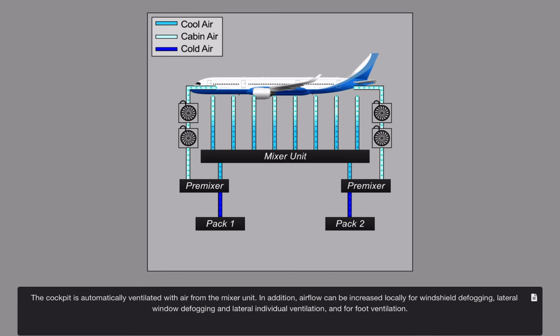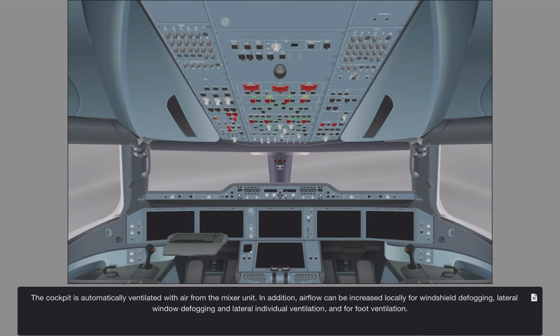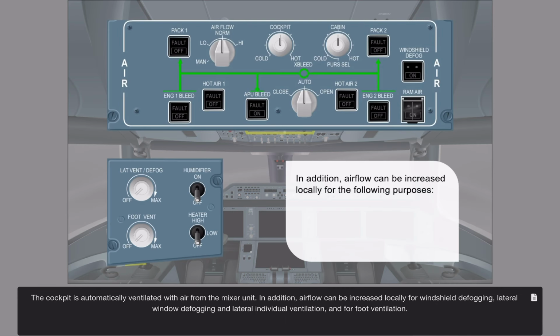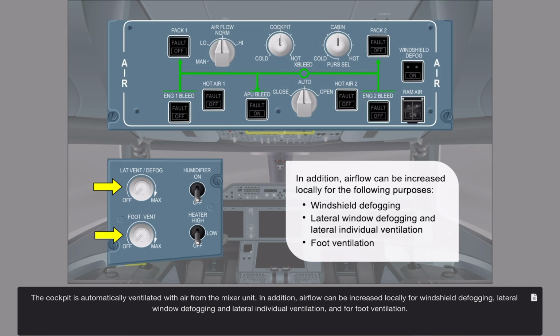The cockpit is automatically ventilated with air from the mixer unit. In addition, airflow can be increased locally for windshield defogging, lateral window defogging, and lateral individual ventilation, and for foot ventilation.